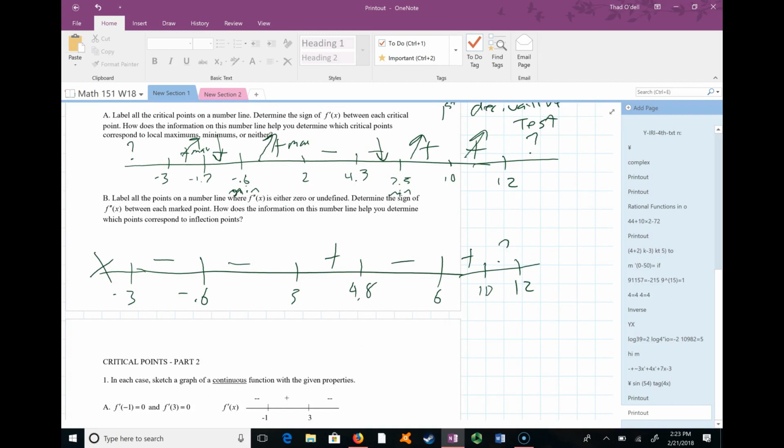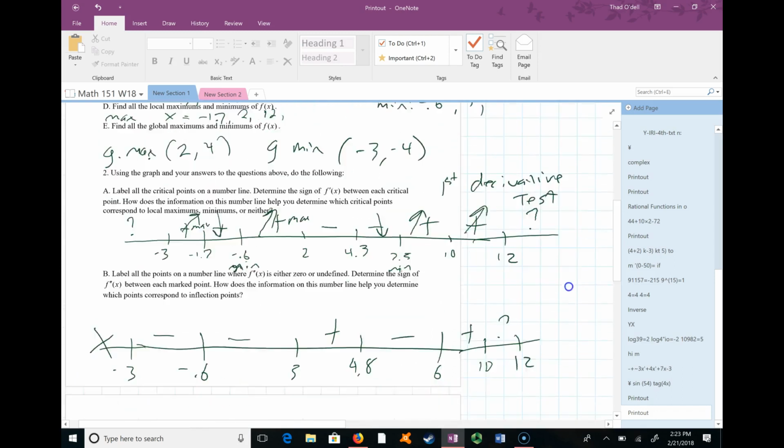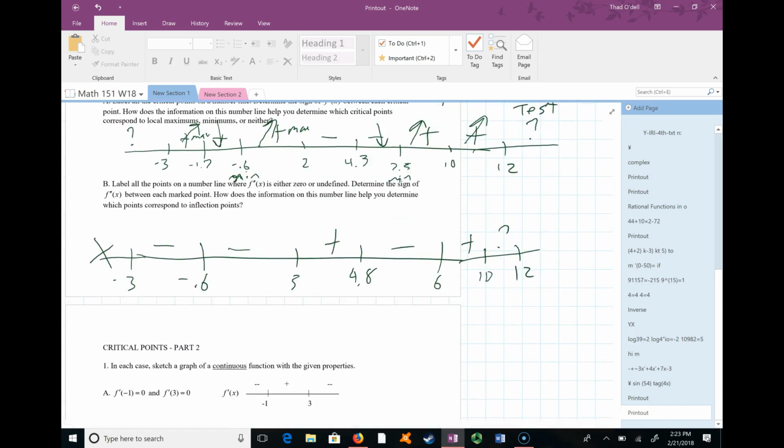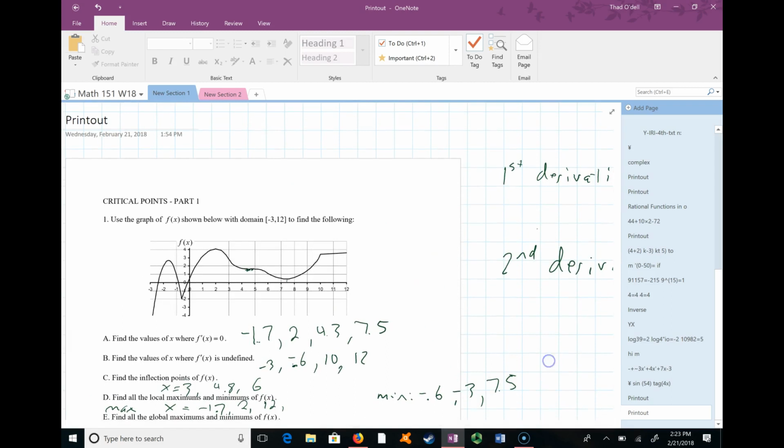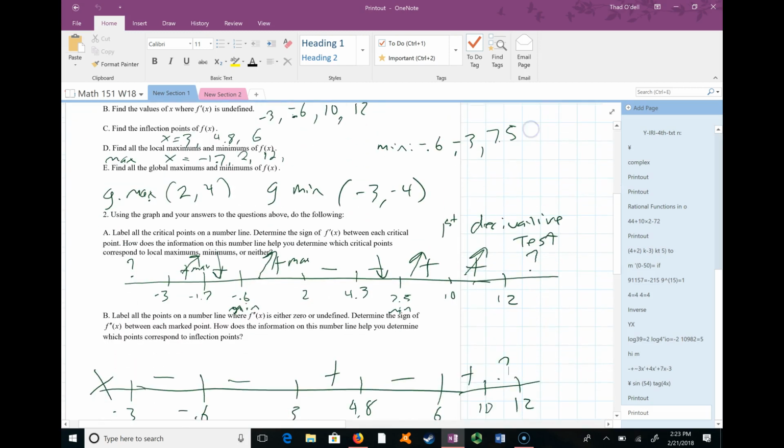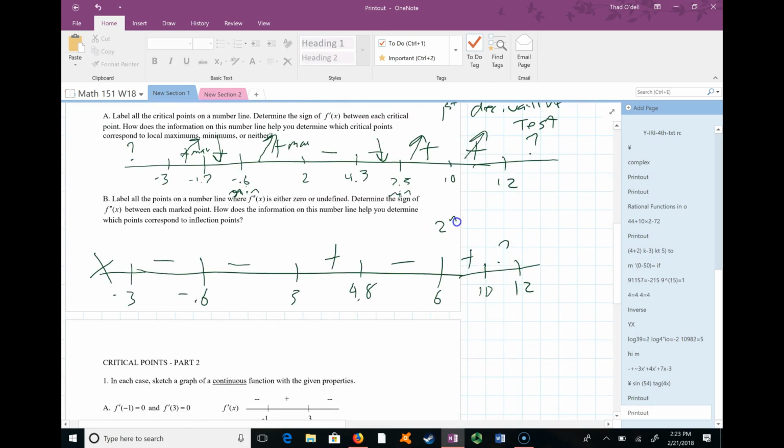So once again this tells us where it's concave up and concave down. We're saying from -3 to 3, it's concave down. Is that true? Yep, from -3 to 3, it's concave down, except for that one point right there. Okay, so that's the second derivative test.